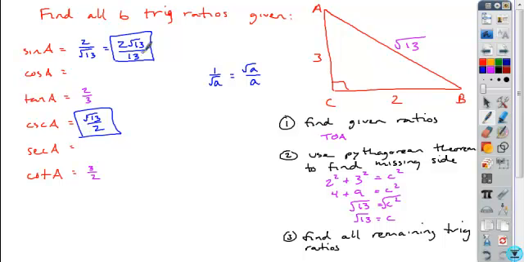A number of you are going to try to take this fraction right here and flip it. You're going to take 13 divided by 2 root 13. If you do it that way, you're just adding extra work that's unnecessary.